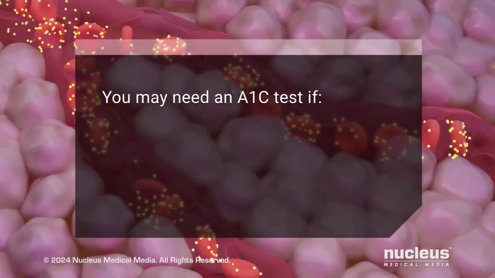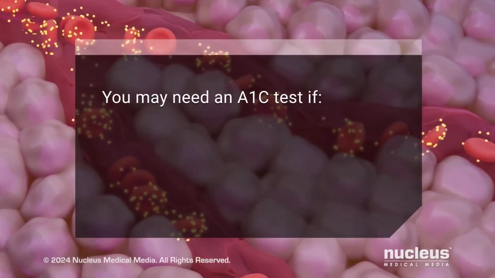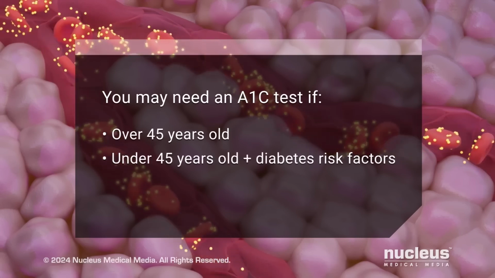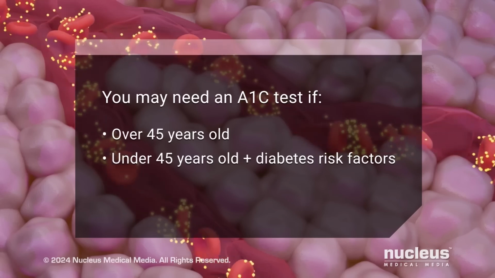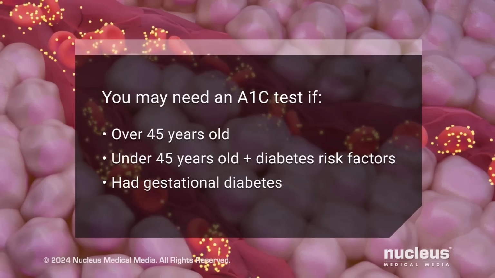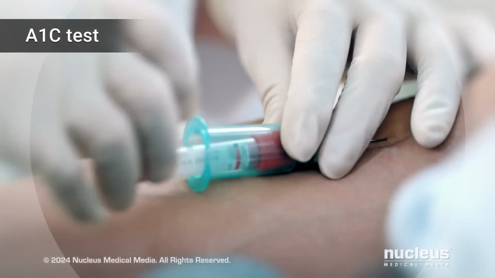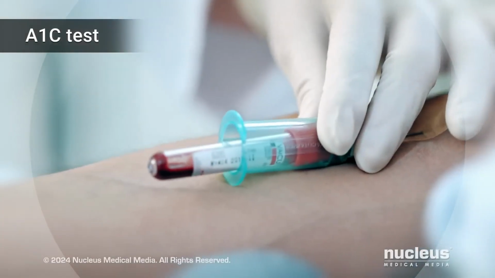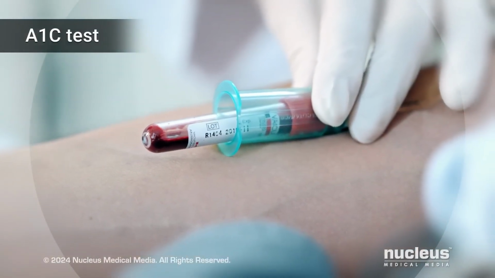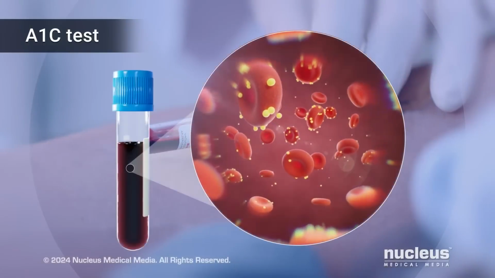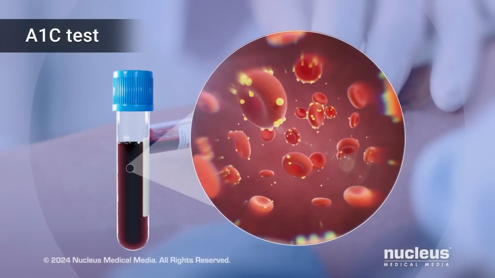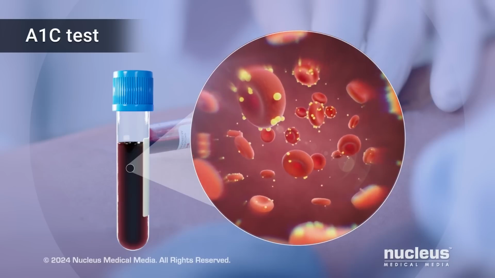Your healthcare practitioner may recommend you get an A1C test if you are over 45 years old, are under 45 and have one or more risk factors for diabetes, or you had diabetes during pregnancy, called gestational diabetes. During an A1C test, a healthcare professional, called a phlebotomist, will take a sample of blood from a vein in your arm or from one of your fingers using a small needle. At the lab, your blood sample will be tested to measure the amount of red blood cells that have glucose sticking to the hemoglobin in them.